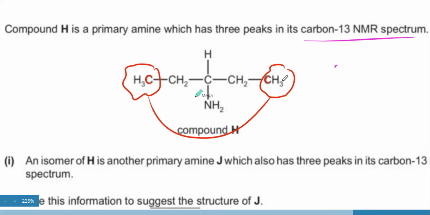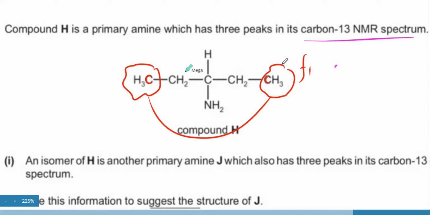Which means the nucleus would be shielded in exactly the same way, which means that they're going to experience exactly the same external magnetic field, and which means that the same amount of frequency would be needed to make them go into opposing spin. So they would resonate at one frequency.